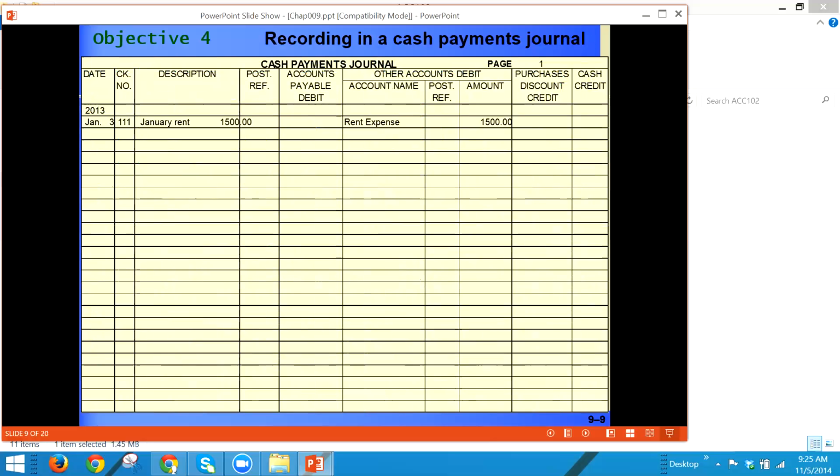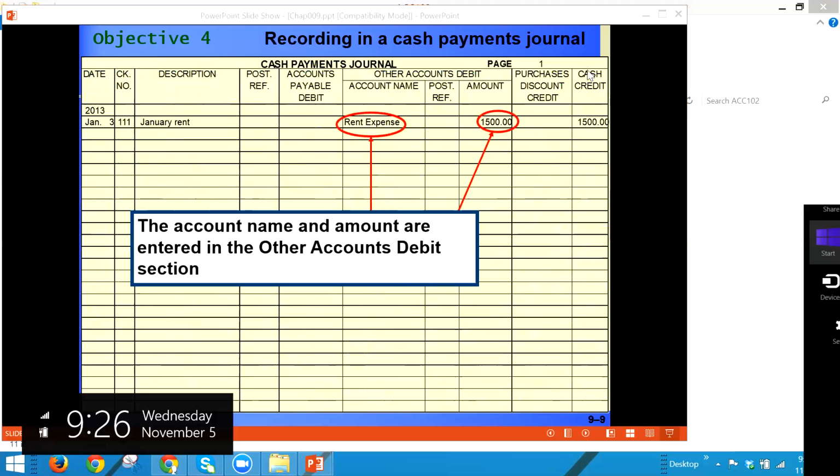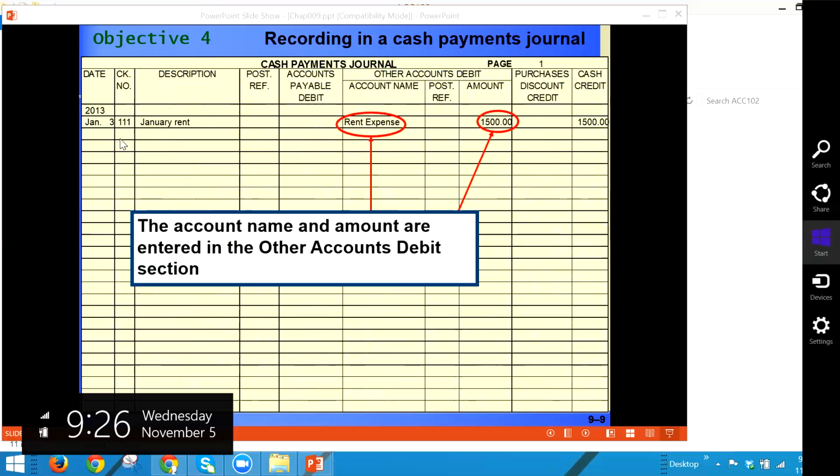So here we have, okay, recording in a cash payments journal. This is a cash payments journal. As you see on the very last column, it's a credit to cash. And the most likely times that we credit cash would be when we debit accounts payable or have a debit to other accounts. And then we also have purchases discounts.